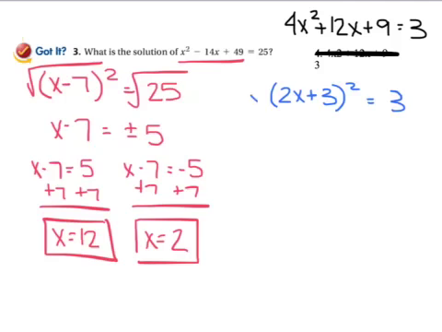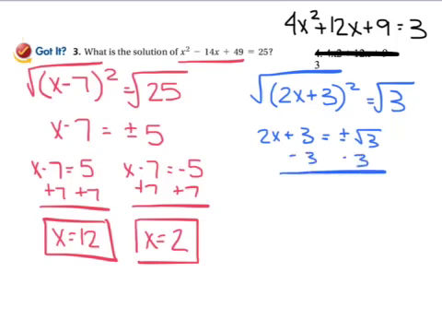From here, I'm going to take the square root of both sides. 2x plus 3 equals plus or minus root 3. Now, this is a little bit different because it's root 3. It's not a perfect square. What you do from here, subtract 3 from both sides. So now I have 2x equals negative 3 plus or minus root 3. Root 3 is just a number. It's just like we're saying plus or minus 6. It's just that it doesn't simplify easily, so we leave it as root 3.